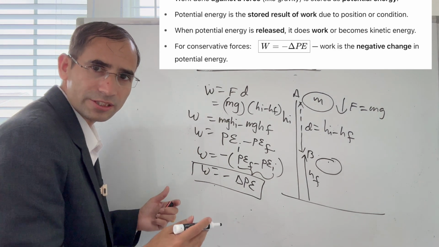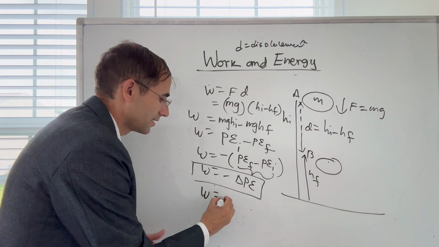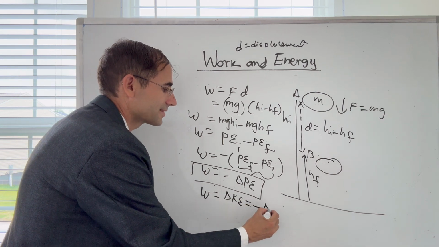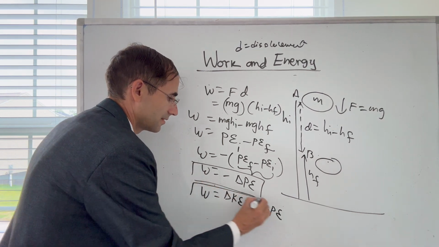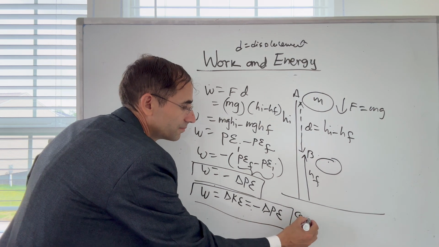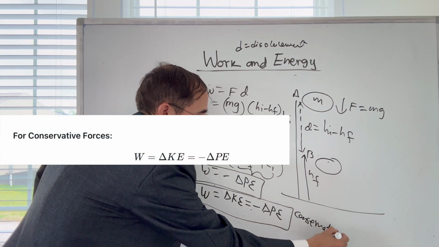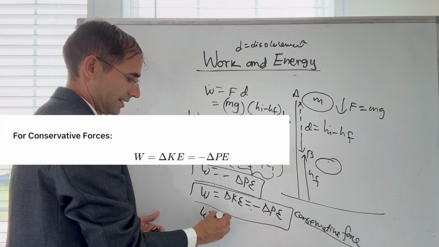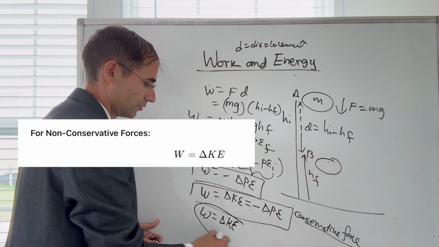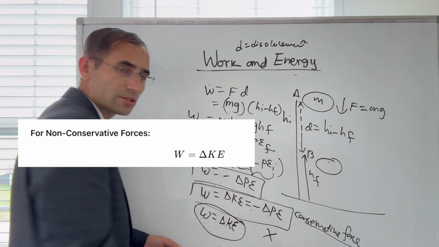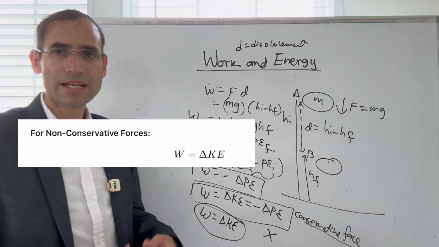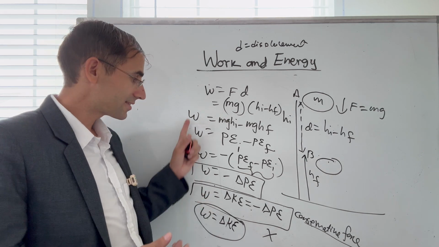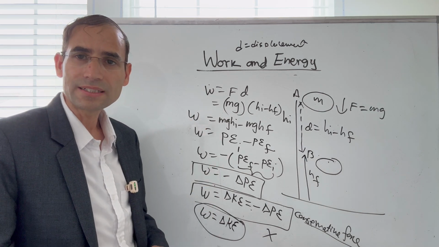So for the conservative forces, the work done can be the change in kinetic energy or minus the change in potential energy. That is for the conservative force. For non-conservative force, you can only write this one. You can link with the kinetic energy, not the potential energy, because there is no potential energy terminology you can use for the non-conservative forces. So in conclusion, work and energy can be related by these equations.